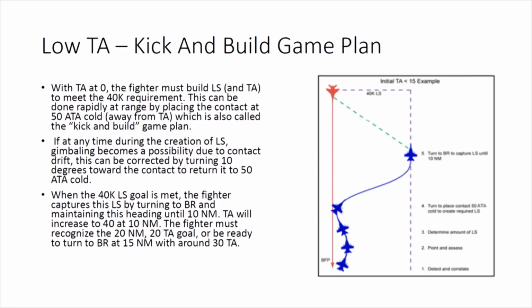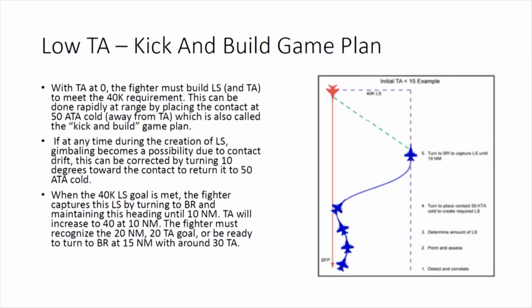Now, what you want to be careful to avoid here is gimbaling your radar antenna and losing lock. So you turn initially to put the bandit at 50 degrees angle off. You'll have to correct into the bandit to keep it at 50 degrees angle off, keep the radar from gimbaling and losing lock.